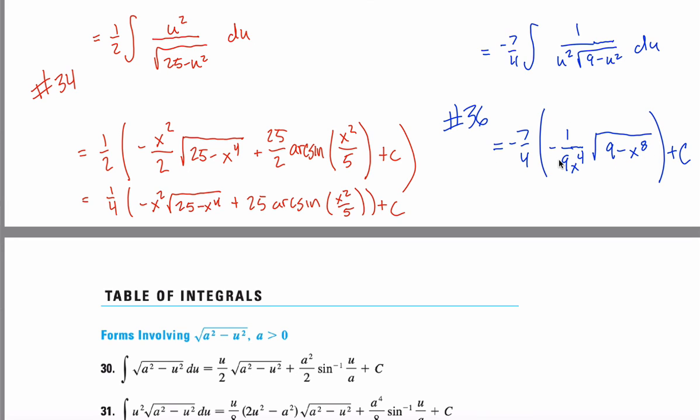And then if you want, you can get rid of the parentheses by just multiplying -7/4 and -1/9 to get 7/36. And we still got the x to the 4th down on the bottom and the square root of 9 minus x to the 8th plus c. That's the idea for the extra credit problem. I guess we'll end this video here.